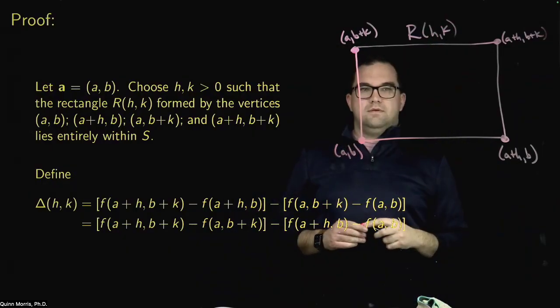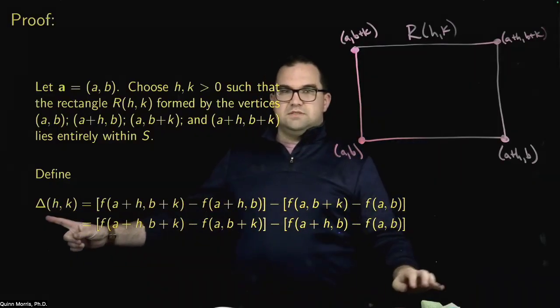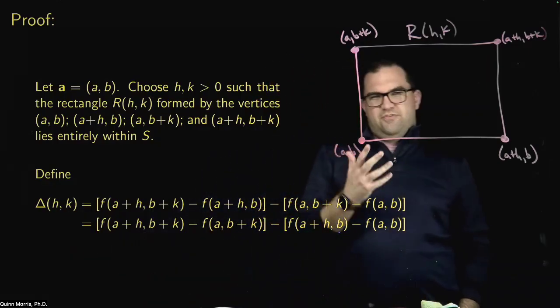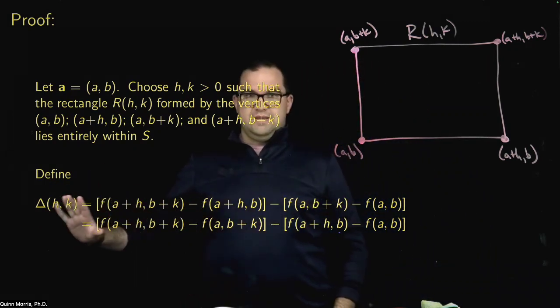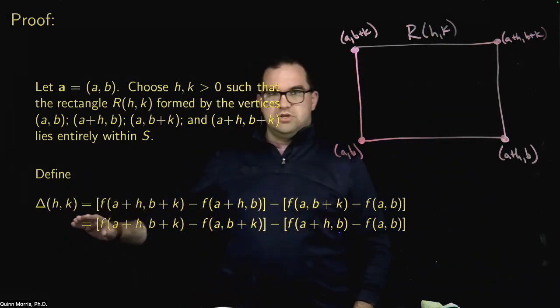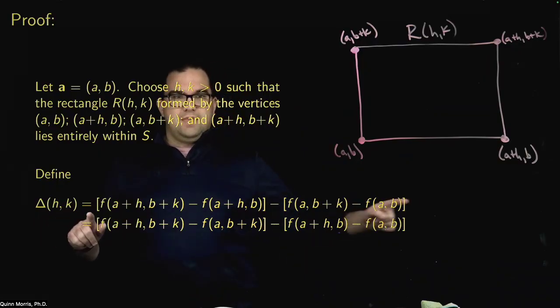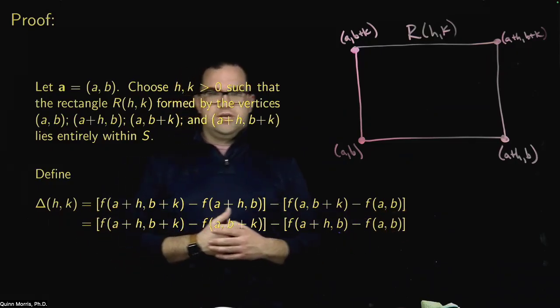Okay. And now we're going to define this function delta HK. And it is a function of H and K, but you can really just think about it as this quantity we're going to be looking at. So I'm going to define delta HK as this first line. Okay, so that's my definition of delta HK.